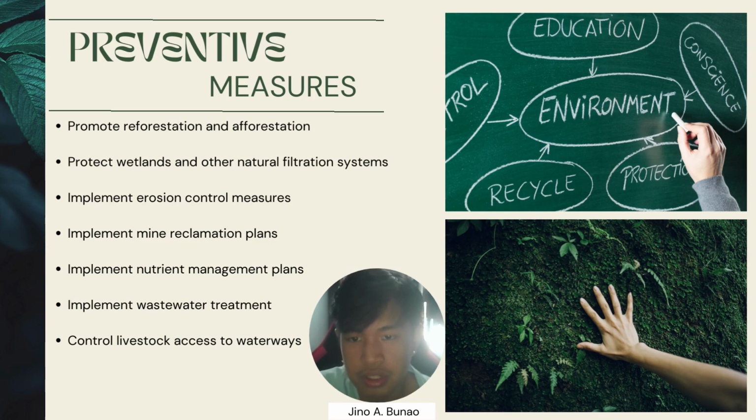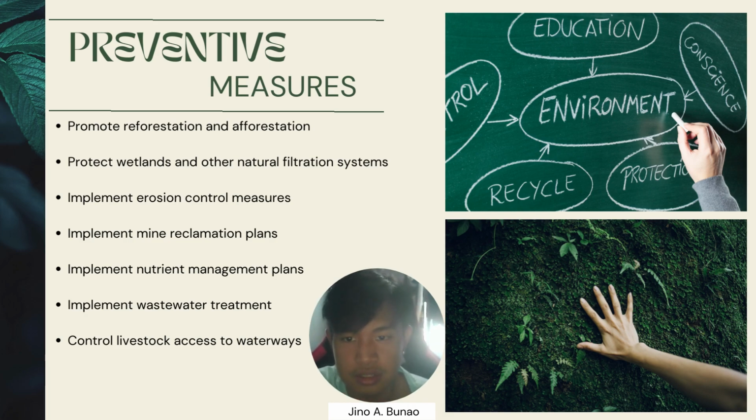Next is to implement nutrient management plans. Nutrient management plans can help prevent excess nutrients such as phosphorus from being applied to fields, which can lead to runoff and disrupt the phosphorus cycle. Next is to implement wastewater treatment. Wastewater can contain high levels of phosphorus, so implementing effective wastewater treatment can help prevent the release of phosphorus into waterways.